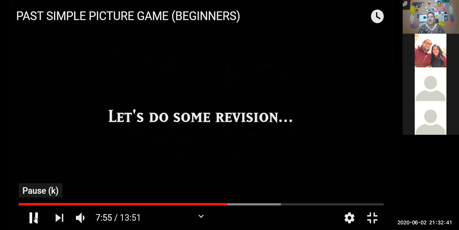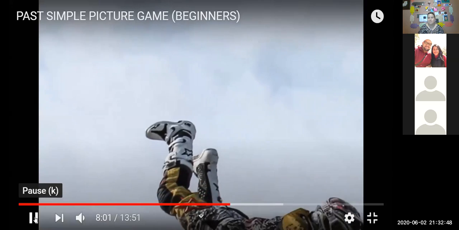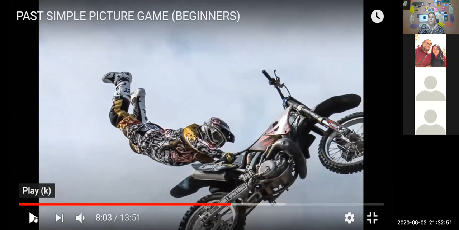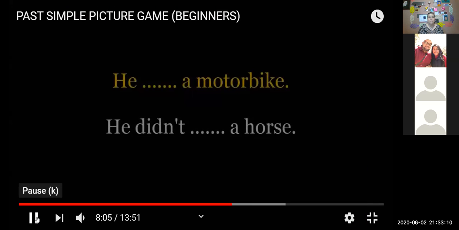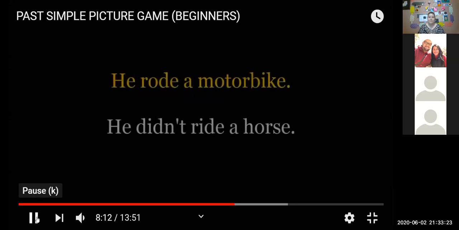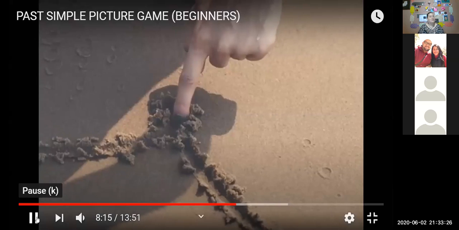Now let's do some revision, okay? Remember, it's very important to remember the verbs, the verb tenses. What was this? Do you remember this sentence? He rode a motorcycle. Very good. I want you to give me the negative, the past tense of the complete action. He rode a motorcycle. He didn't ride a horse. In the present. Right. He didn't ride a horse.